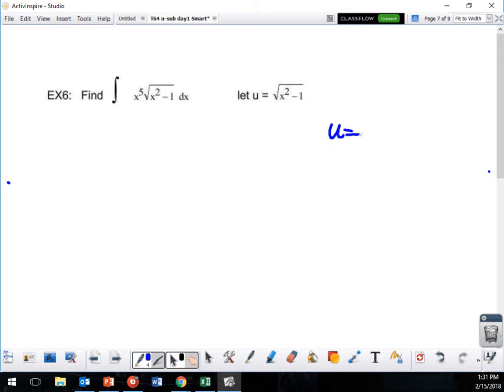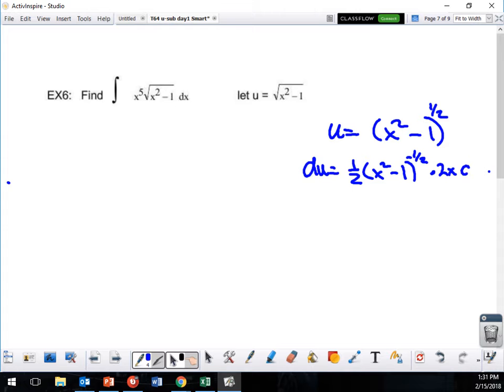U equals x squared minus 1, to the 1/2. So du is equal to 1/2 x squared minus 1 to the negative 1/2 times 2x dx. There we go. So I'm going to have those 2's cancel out over there, right?